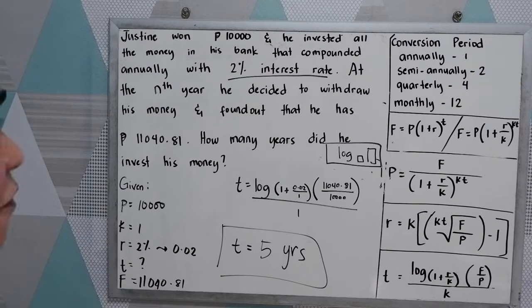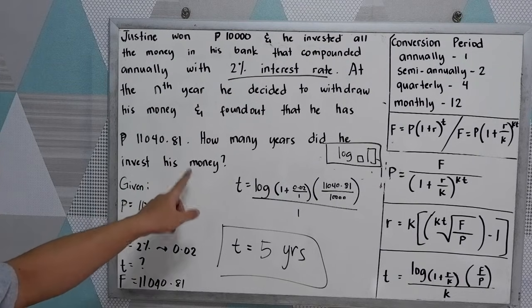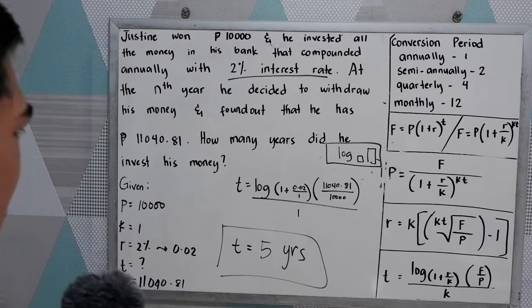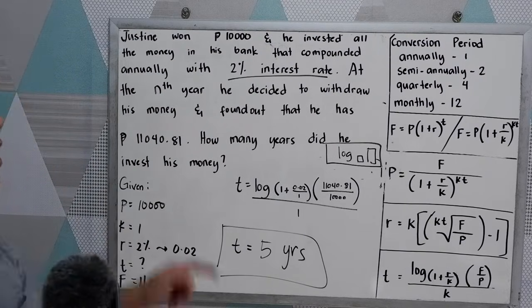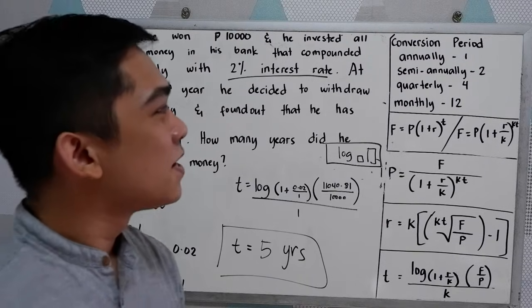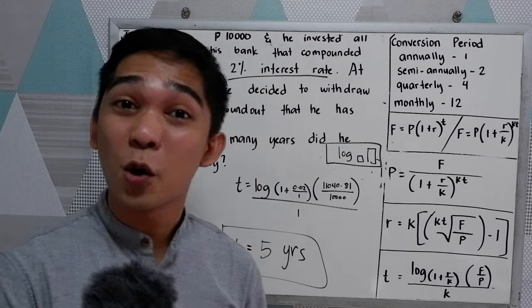So after 5 years, the money will become 11,040.81. Justin invested 10,000 pesos only. So the interest is 1,040.81 after 5 years. Now we're done in our compound interest.